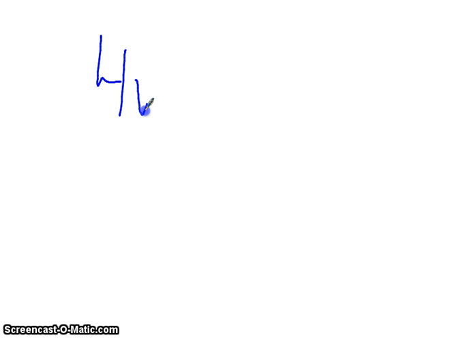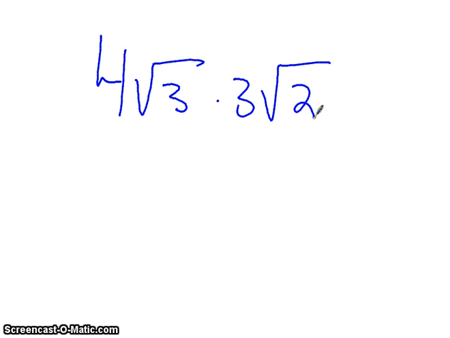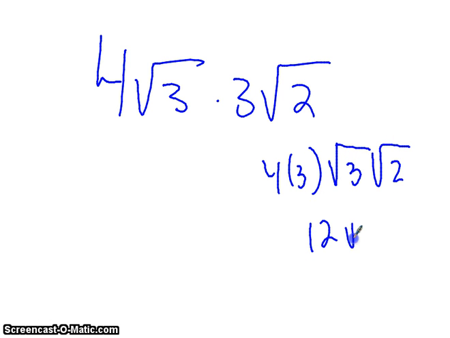4 times the square root of 3 times 3 times the square root of 2 is 4 times 3 square root of 3 times the square root of 2, so 12 times the square root of 6. Not too hard, is it? Yet. Okay? I know, I like to do that to you.